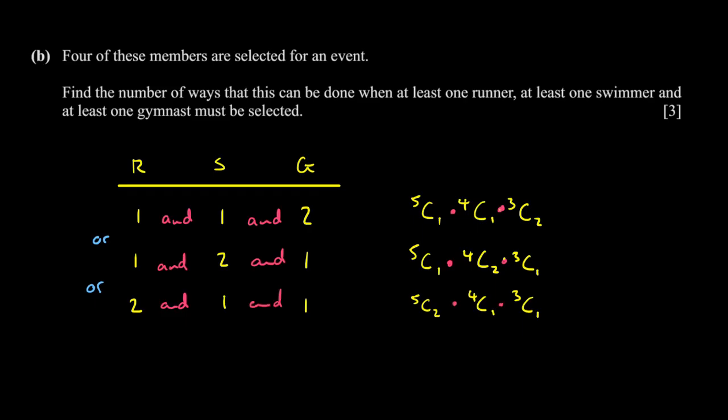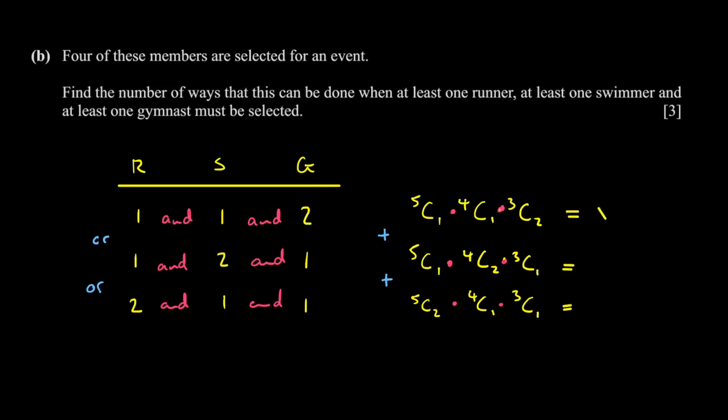So I've got these 3 cases to consider. Either this case, or this case, or this case. So what do I do? I add up all of the different cases. So when I've got one case or another case, then that means I add up. So let's try to calculate what this all is.